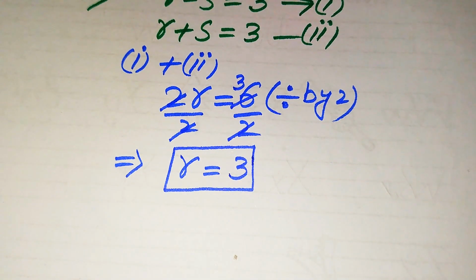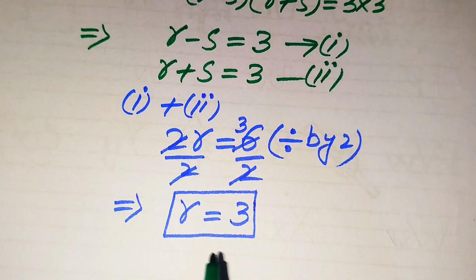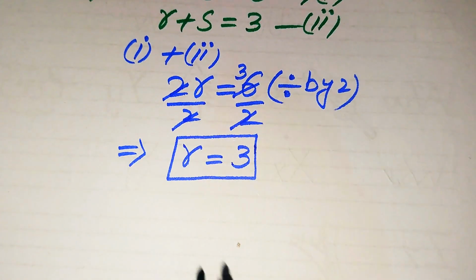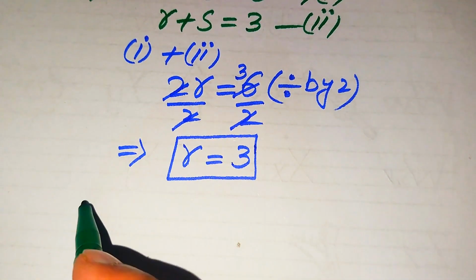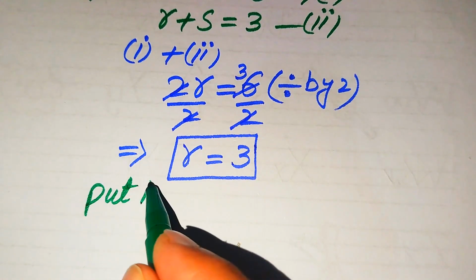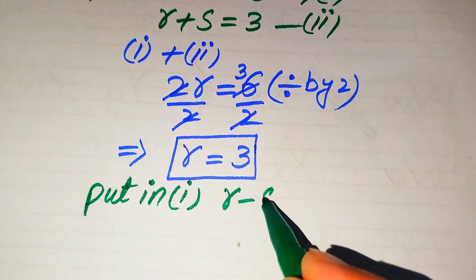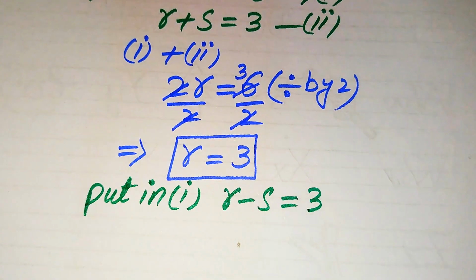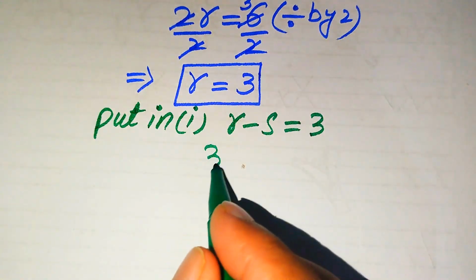So this is the value of r, and now we need to find the value of s corresponding to this value of r. So we substitute this value of r into equation number 1. When we put r equals 3 in equation number 1, first we copy down equation number 1. Here it is r minus s is equal to 3.